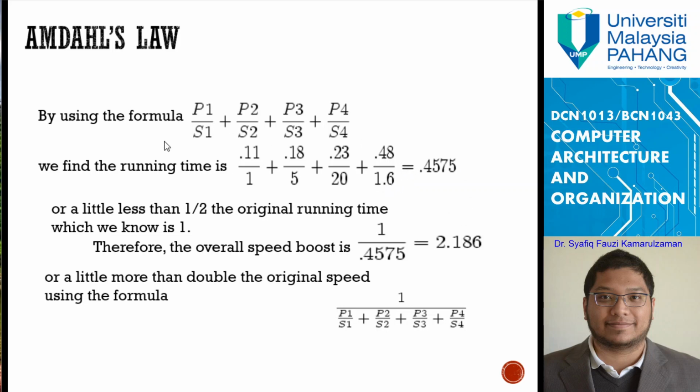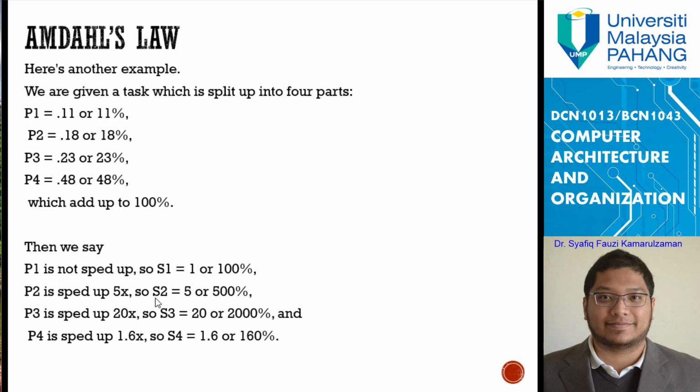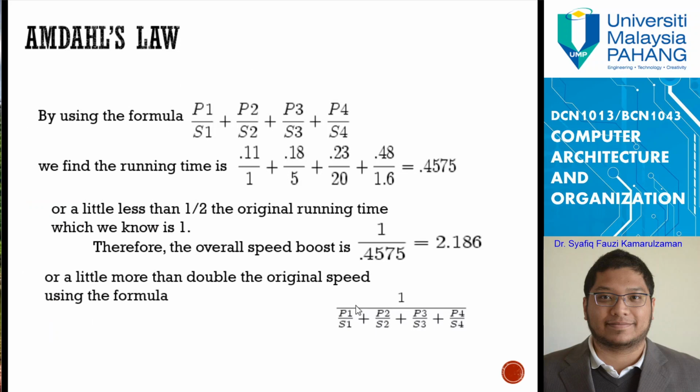When you work out the running time according to this formula, you get 0.4575, or a little less than half the original running time, which we know is 1. Therefore, the overall speedup is 1 over 0.4575, which is equal to 2.186. So even though some parts are sped up by up to 20 times, the overall improvement of the program, determined by the algorithm itself, is only about 2 times.